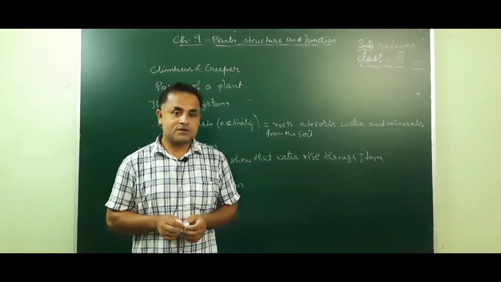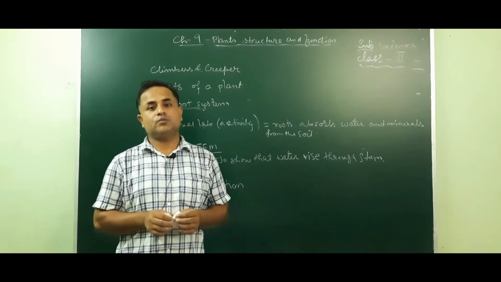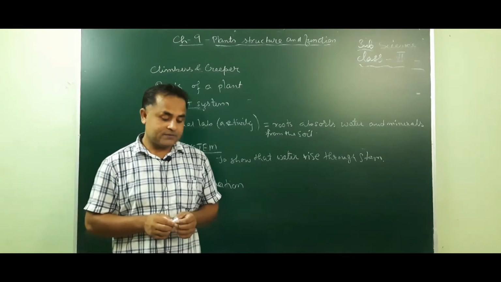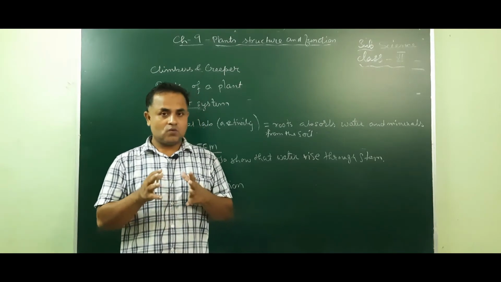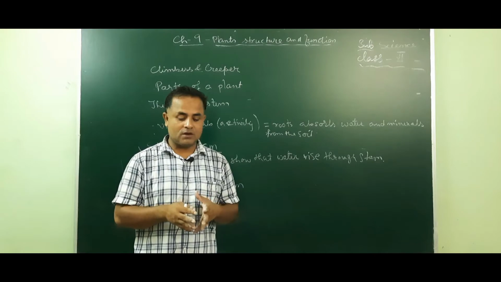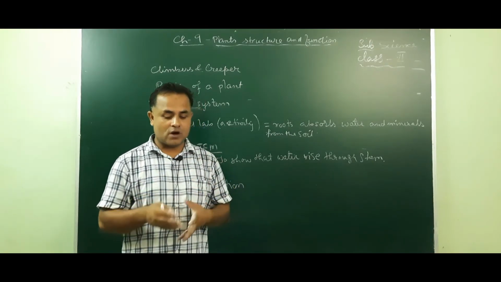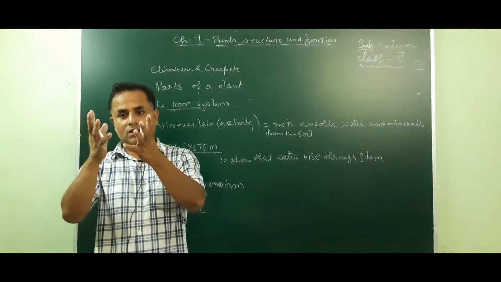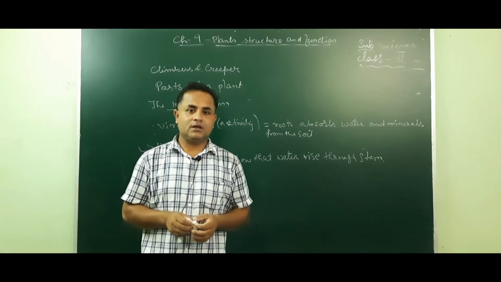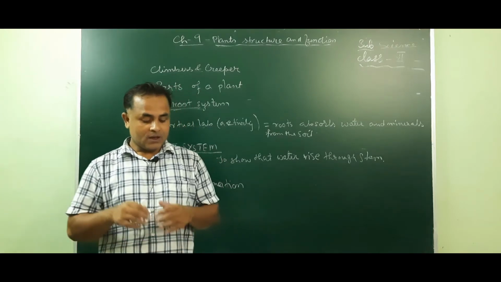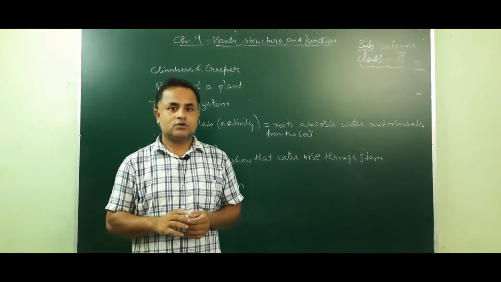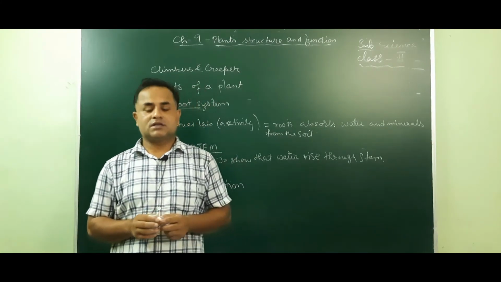Next, transpiration is also one important function of the leaves. The excess water which the plants have absorbed from the soil, along with minerals, is released from small parts called stomata in the form of transpiration.